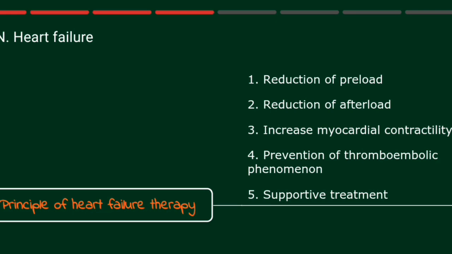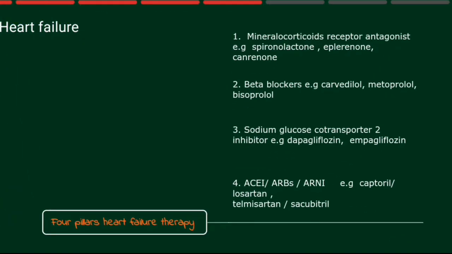Okay guys, let's move on and talk about the 4 pillars that we use in the treatment of heart failure. So we use mineralocorticoid receptor antagonists like spironolactone, we use beta blockers, we use sodium glucose cotransporter 2 inhibitor like dapagliflozin, and we can use all these ACE inhibitors and the ARBs and the ARNIs. For the ARNIs, you combine what? Angiotensin receptor blockers and what? And neprilysin inhibitor. So in this case, you can see that we combined telmisartan and sacubitril. So that's how it is.